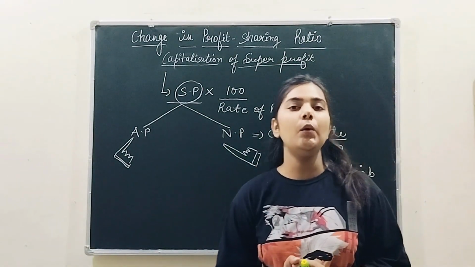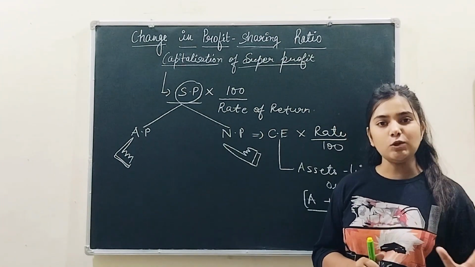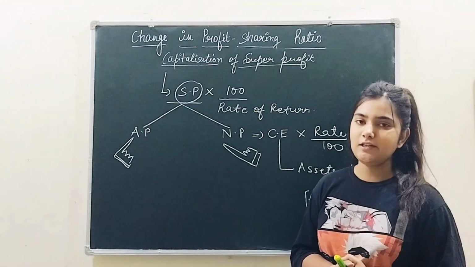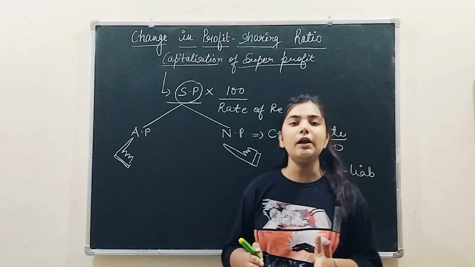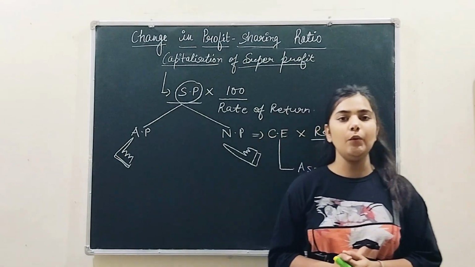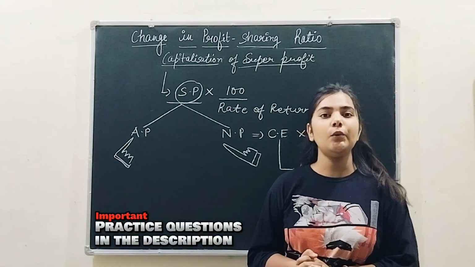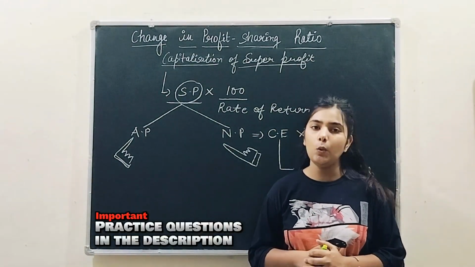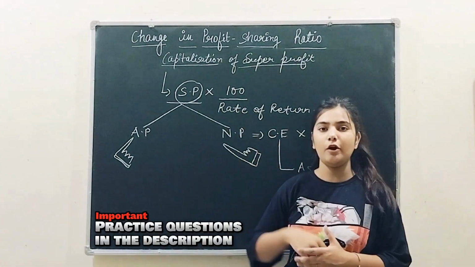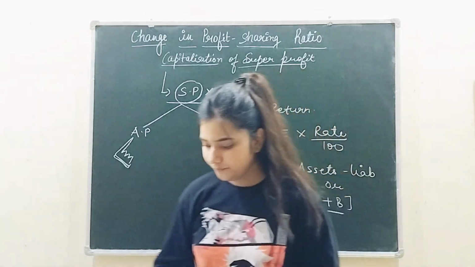Now let's solve one more question. The question that I'm going to take is the same question we solved in the last video using capitalization of average profit. Once you compare that method with this method using the same question, it will be more clear to you. Right? So let's start. For practice, I'm going to put practice questions in the description. Go and practice those questions regarding your super profit. So without wasting any time, let's start.